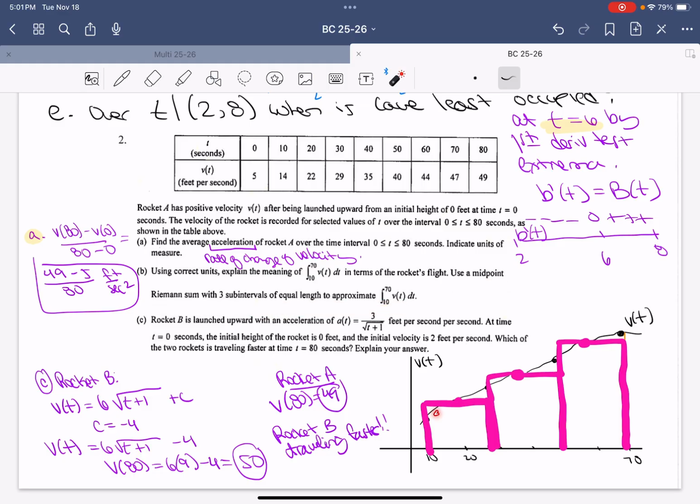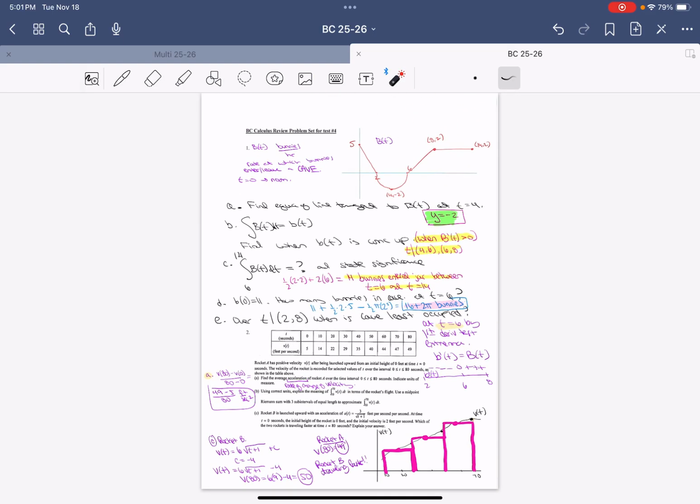You can do that arithmetic on your own. It's this area plus this area plus this area. That'll be an approximation for this. And then you want to say what it means in terms of the rocket's flight. Well, the area of the three rectangles would be an approximation for the distance traveled by the rocket between t equals 10 and t equals 70.